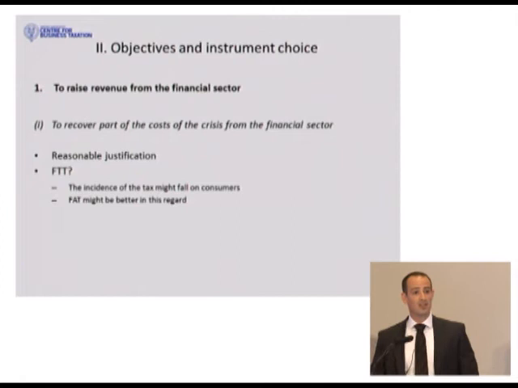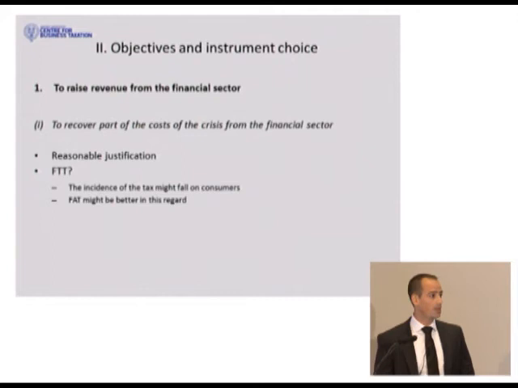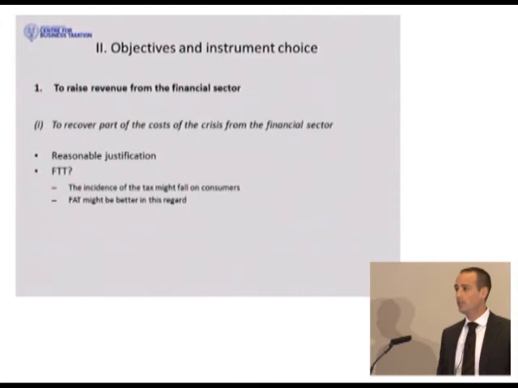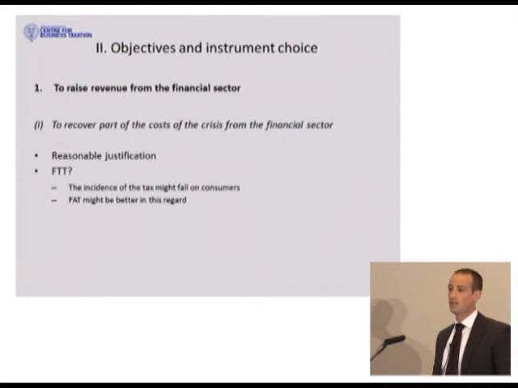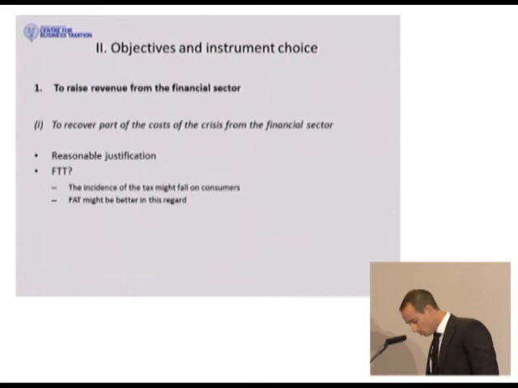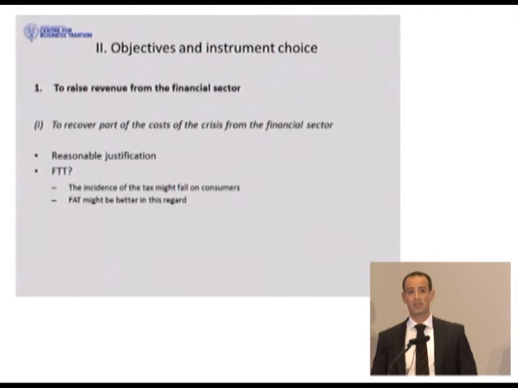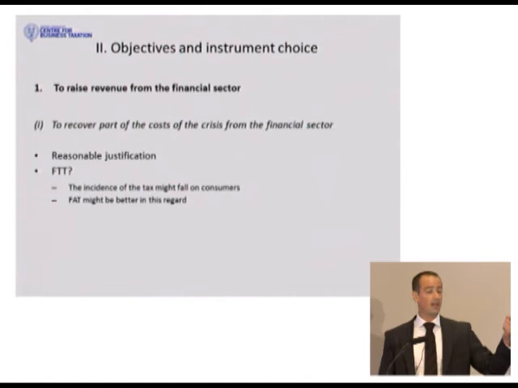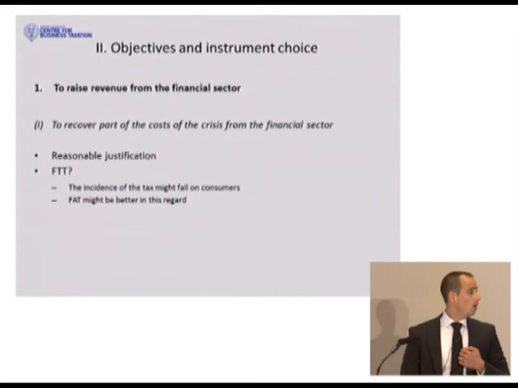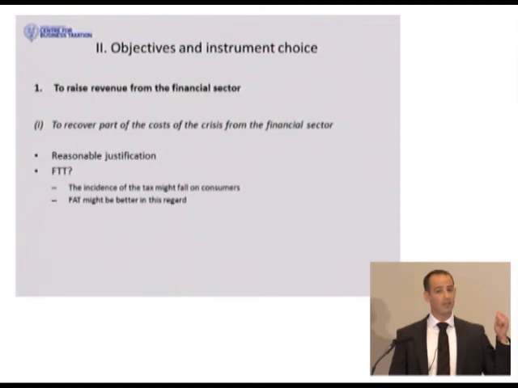Second question: is the FTT the instrument which is best suited to obtain this objective? And I think the answer is no, for a number of reasons. I put one on my slides. One reason is that the true incidence, the economic incidence of the tax, is likely to fall on consumers. As you probably know, there's a difference between the legal incidence and the economic incidence of a tax. The legal incidence is borne by the person who pays the tax. The economic incidence is borne by the person who actually bears the tax. So although the legal incidence of the tax will be on the financial entities, the economic incidence of the tax is likely to fall on consumers.